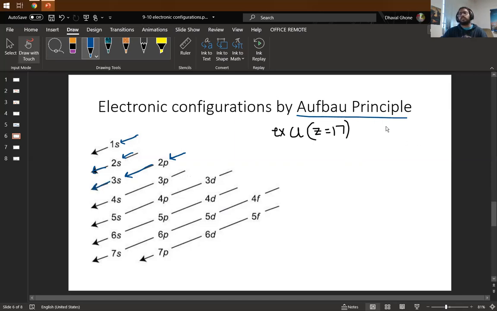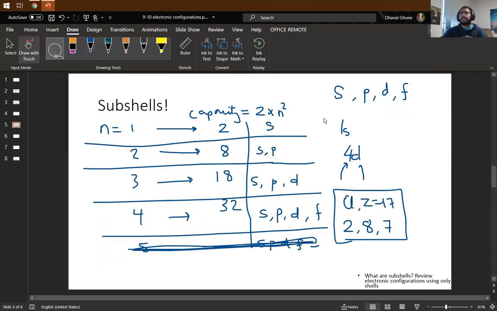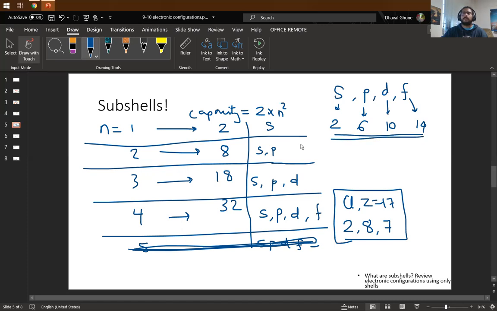One thing I forgot to tell you is, let me go to the back slide again. We said that shells have capacities, right? Subshells also have capacities. S can only hold 2 electrons at the most. P can only hold 6 electrons at the most. D can only hold 10 electrons. And F can only hold 14 electrons. I would memorize this as well. There is no formula for this, so you just have to memorize that S is 2, P is 6, D is 10, and F is 14.